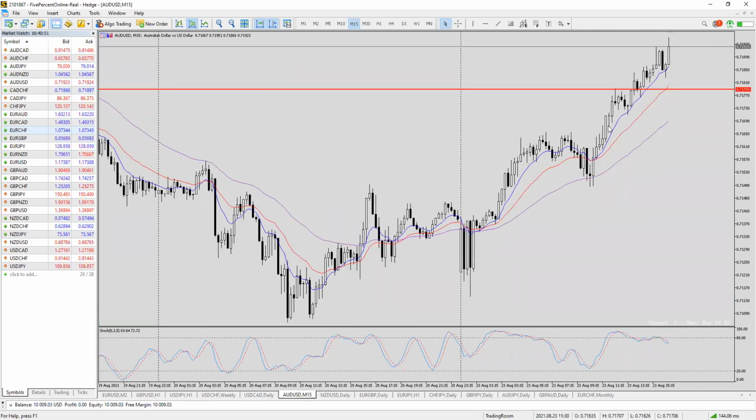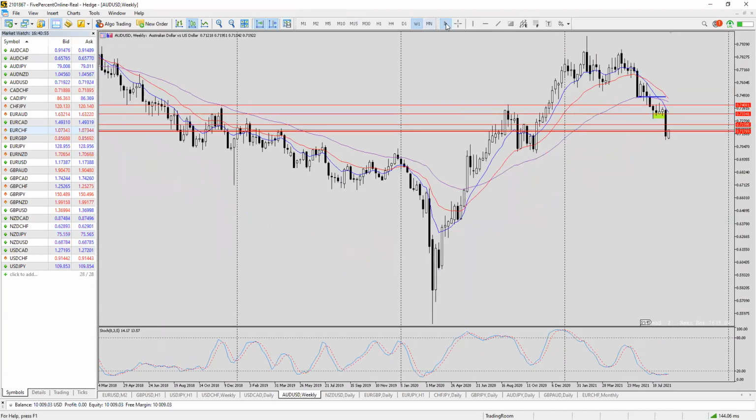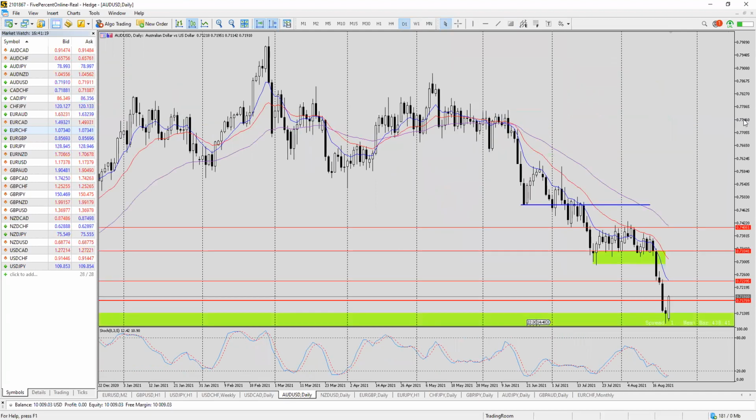Aussie dollar. Okay, Aussie dollar on the longer time frame, the trend is clearly short. I mean, you can see the moving averages. You can see how Aussie dollar has been moving lower in the last few weeks. Now it found some support around this demand zone. Okay, a nice demand zone, a wide demand zone.